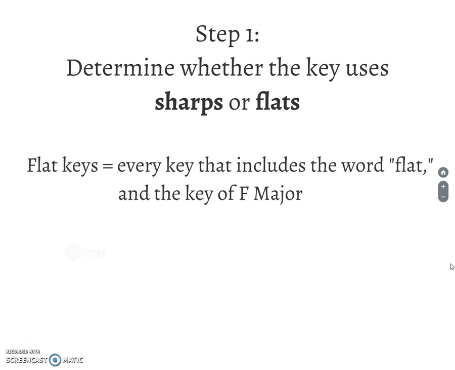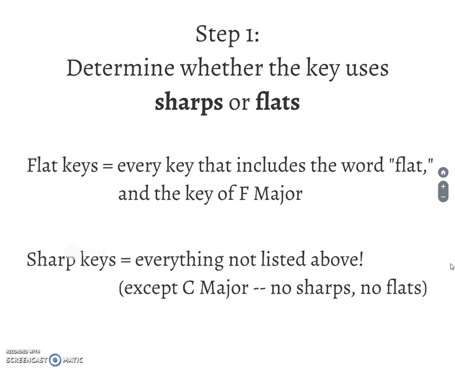So flat keys will be every key that includes the word flat, like G flat major, E flat major, B flat major, all those are flat keys, and also the key of F major, which only uses one flat, that is also a flat key signature. Sharp keys are everything else, except C major, which has no sharps and no flats. So that's the first step, determining whether you'll be needing sharps or flats.